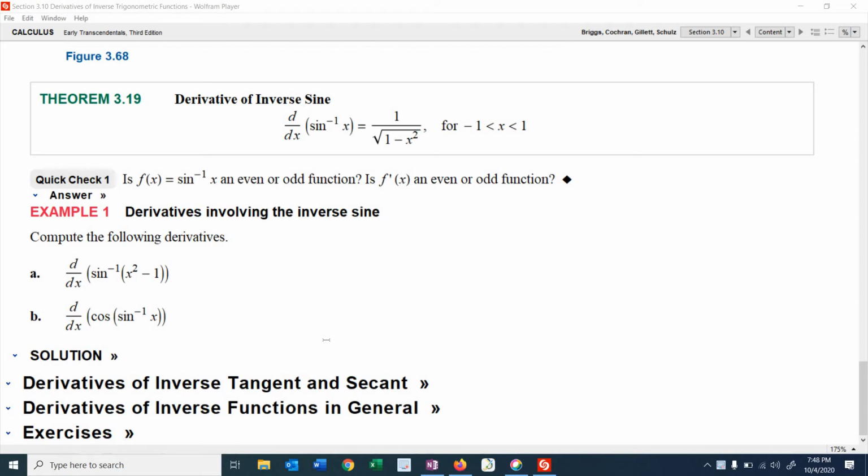Hello again. In this video, we're going to find derivatives involving the arcsine function. Theorem 319 tells us that the derivative of arcsine of x is 1 over the square root of 1 minus x squared for x values between -1 and 1.